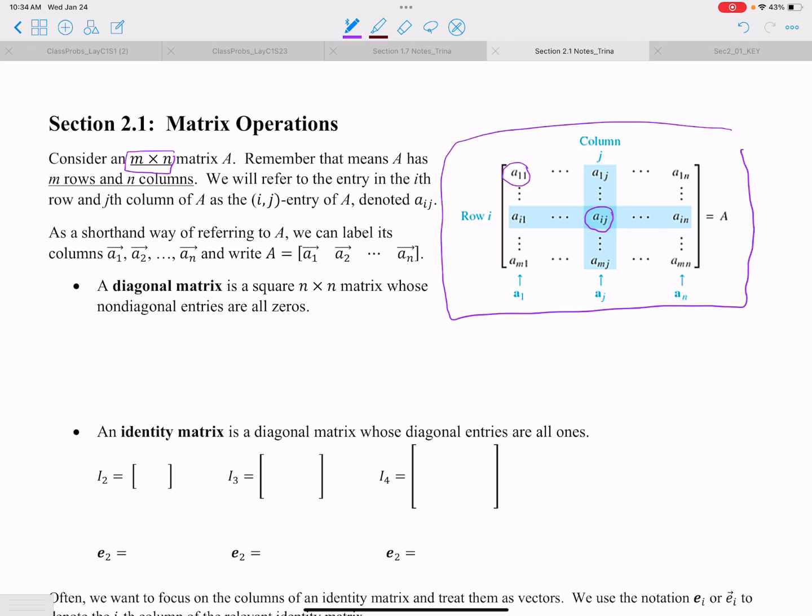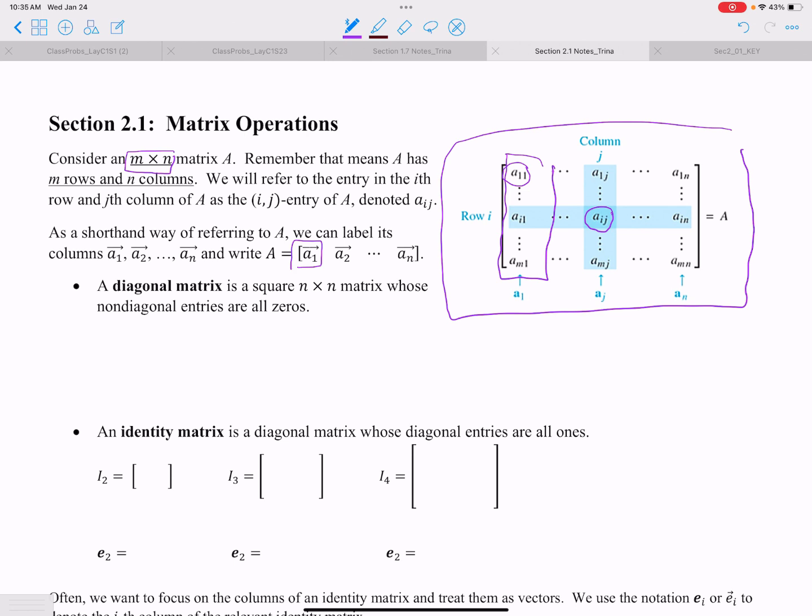And you can also write A in terms of its columns. So notice that the entry has 2 subscripts, but a column has just 1 subscript. So it can be written in terms of A1, A2, and these are vectors. You have the arrows over top. So these are columns. So this would be the vector A1.